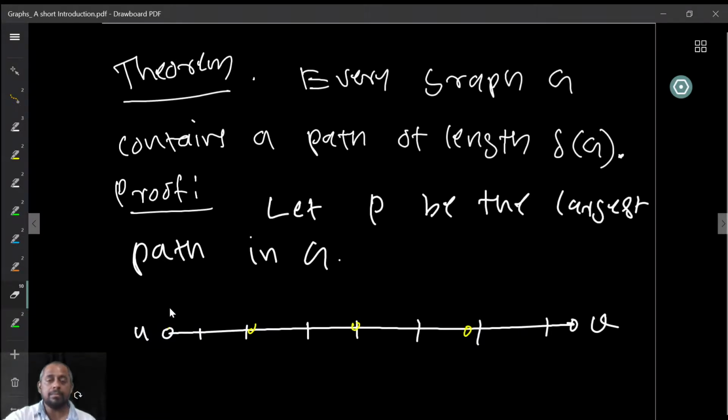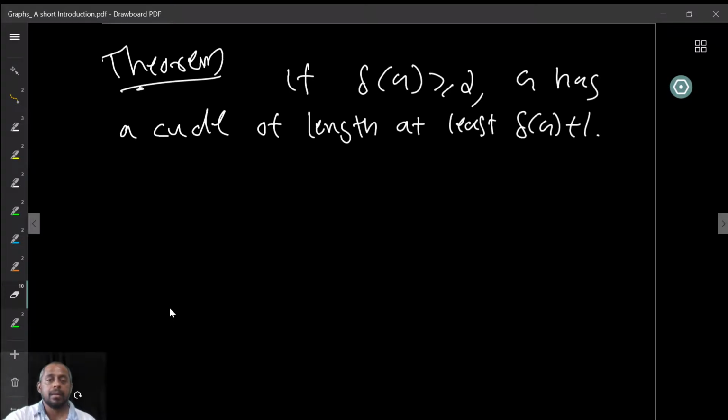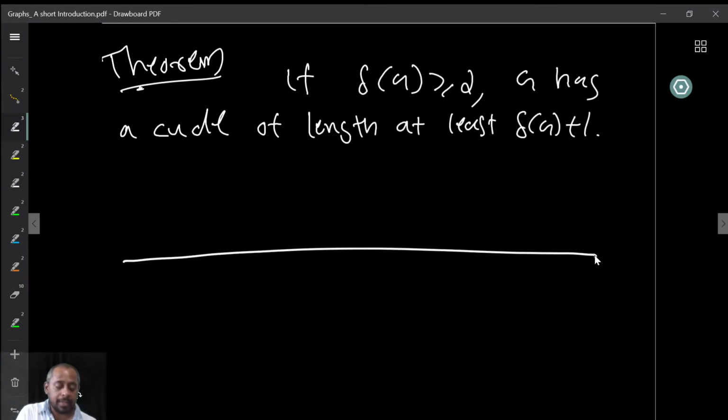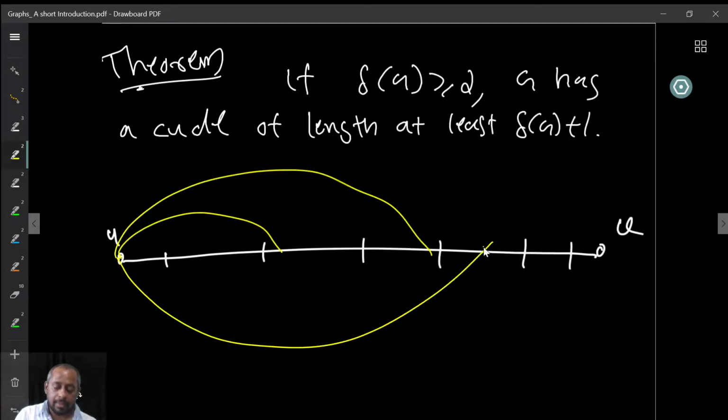Now, a related theorem is that if minimum degree is at least 2, then G contains a cycle of length at least small delta of G plus 1. So here we can use exactly the same argument. We consider the longest path in the graph. Okay? So P is the longest path, U and V. And then we look at the neighbors of U as in the previous argument. All the neighbors of U are going to be present in this path.